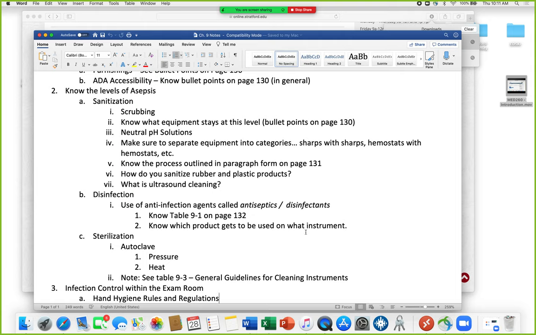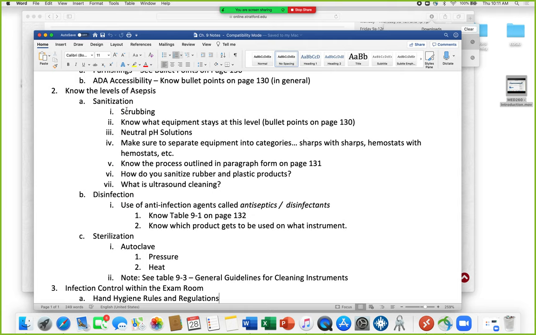And these levels I did a ton because I used to be a medical assistant in an orthopedics office. So we did a lot of asepsis, because we're always doing minor surgeries and little touch-ups here and there inside the office.